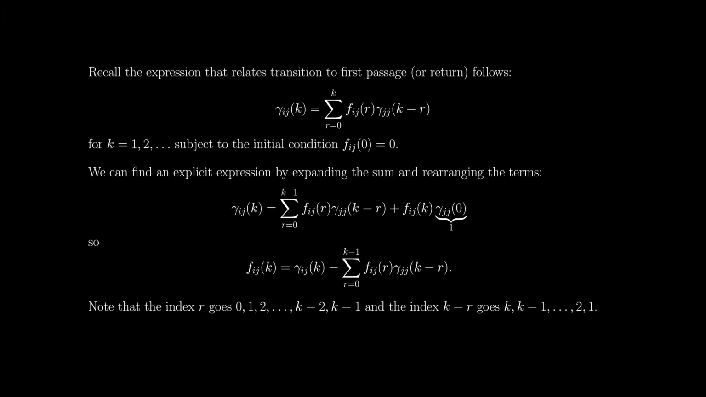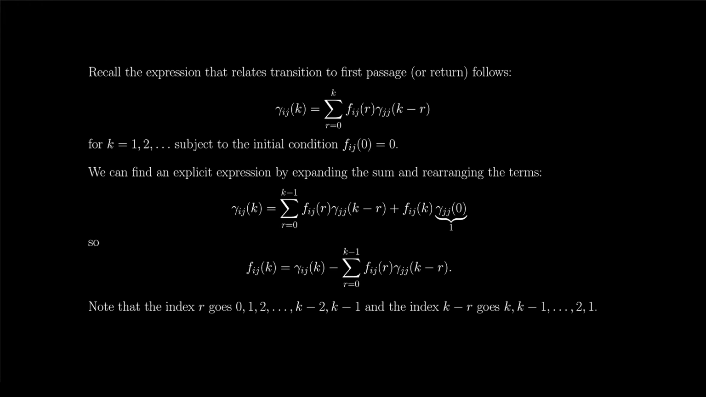And we note that that last term is just going to be the probability of first passage from state i to state j in k steps, multiplied by the probability of moving from state j to state j in 0 steps. And that little probability is going to be 1. So we can actually isolate that first passage probability f_ij(k). Now, just rearranging that expression, we find the explicit expression for the first passage probability that we're looking for.